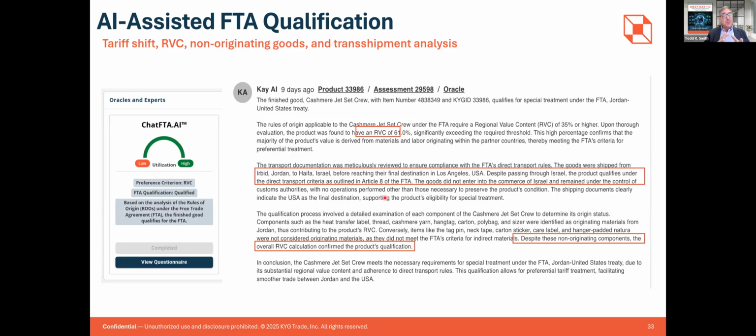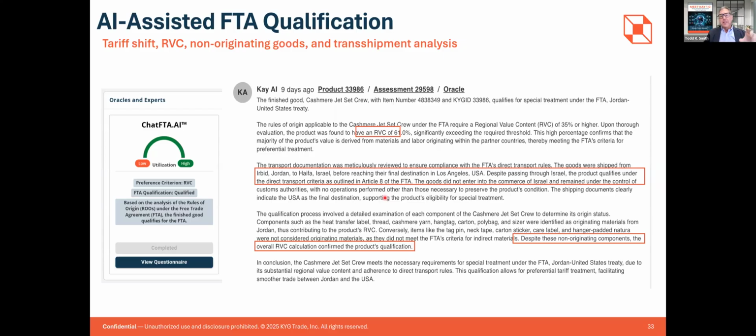So what we're able to do with that information is, first and foremost, qualify your products for free trade agreements, any free trade agreement, out of the box. We don't have to spend lots and lots of consulting time with systems integrators building specific rules for specific FTAs and specific vendors and fact patterns. We literally have all rules of origin out of the box. This is an example of an RVC calculation. We can do tariff shift. We can look at transshipment. And this is just an example of the output for one of our FTA qualifications.